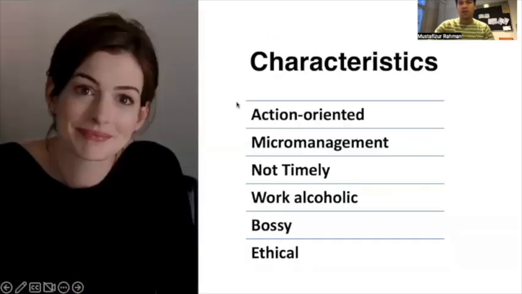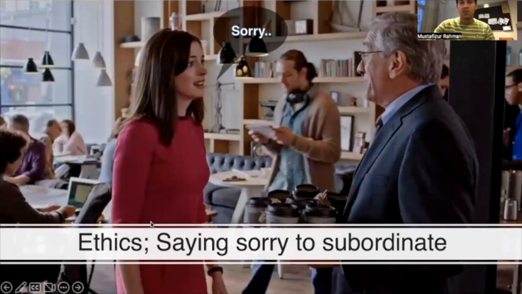For example, here he cleaned a table without asking, and he also didn't want to take the appreciation. Then another character, Jules. She is action oriented. She is micromanaging her tasks. She is not timely though. Workaholic. She has a bossy attitude, and she is ethical in her task. For example, when she found that she had made a mistake, she said sorry to her subordinate. So that was the iceberg model explanation from the movie The Intern.